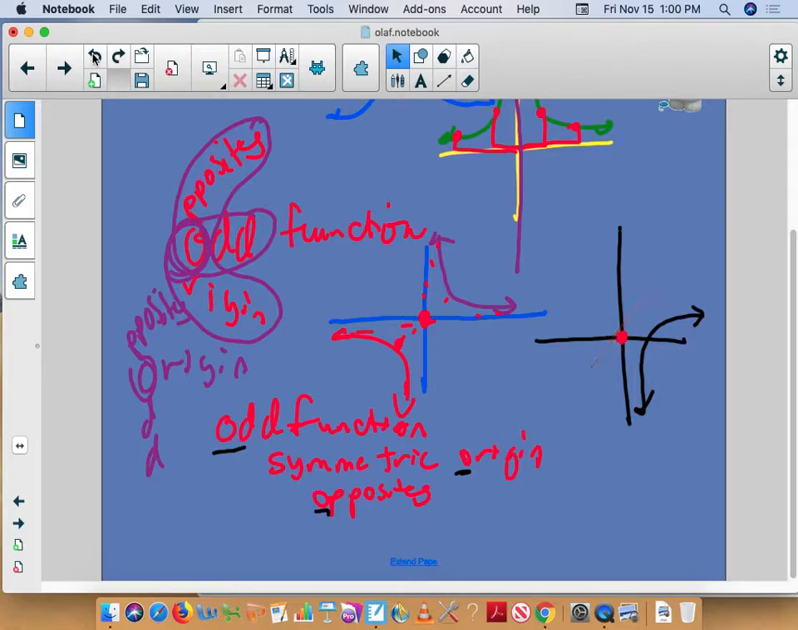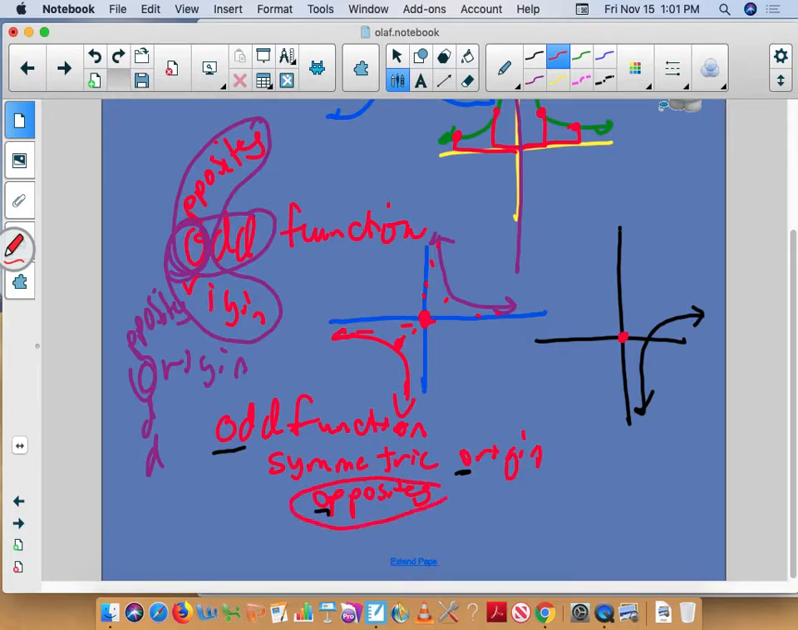Bailey, do you have a question? You said odd function, symmetric, origin, opposite. No, just opposites. I'm telling you how to get it. Okay, an odd function is symmetric to the origin, that's its definition. But just to help you, they're opposites, another O word. All right, so let's get some points on here.